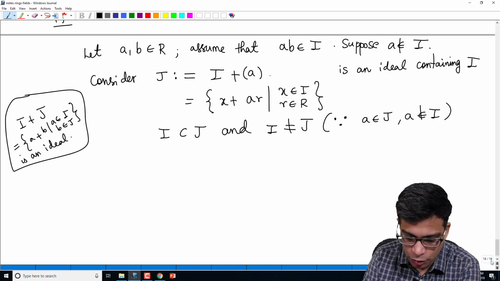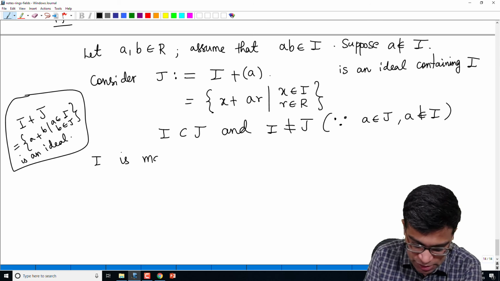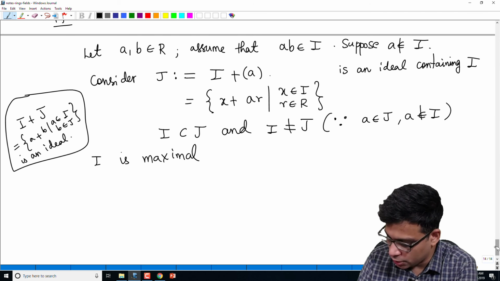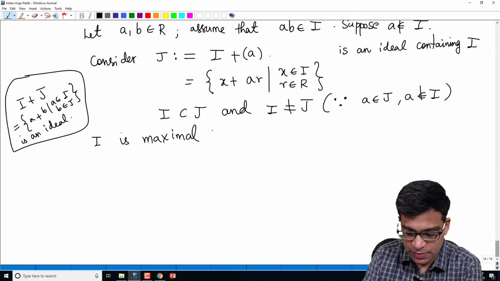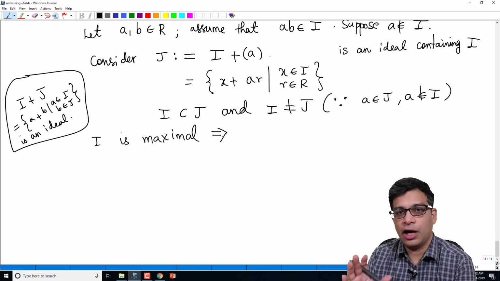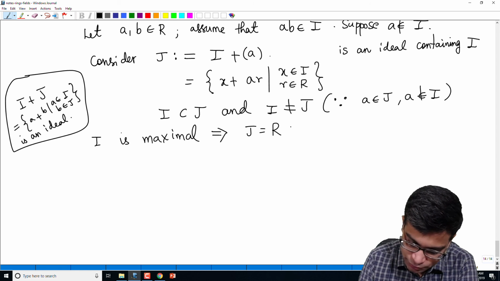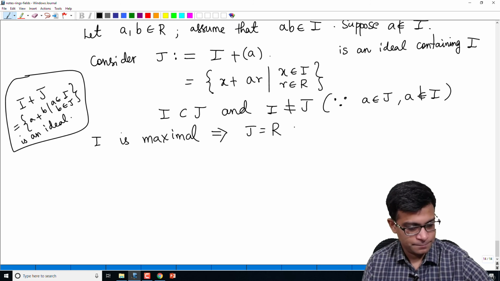But what do we know about I? I is maximal by hypothesis, right? We have started with a maximal ideal. I is a maximal ideal which we are trying to show is prime. So I is maximal means there can't be an ideal between I and R properly. J is properly bigger than I, so J must be the entire ring R.